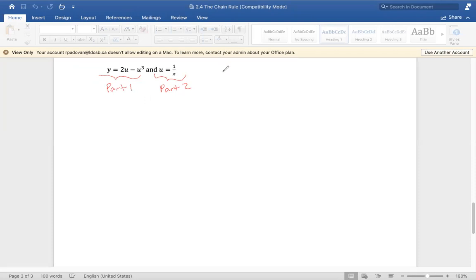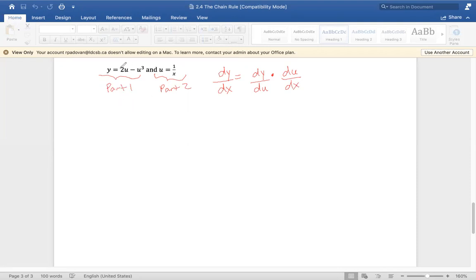So again, to figure out dy dx, the derivative of y with respect to x, first I have to get the derivative of y with respect to u, because that was my first part, right? So the derivative of y with respect to u, and multiply that by the derivative of u, which is the second part here, with respect to x. And that will end up giving me dy dx. Then I have to evaluate, right? But first, let's just get the derivative here.